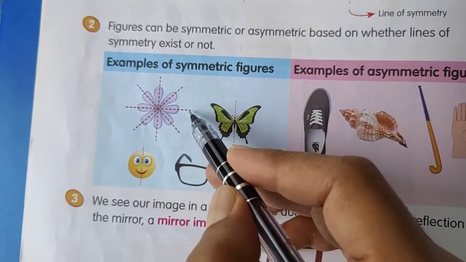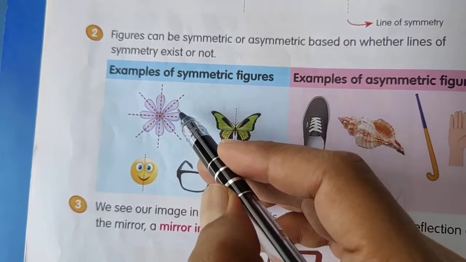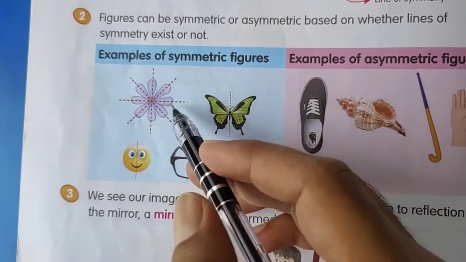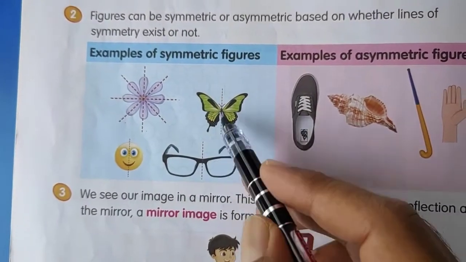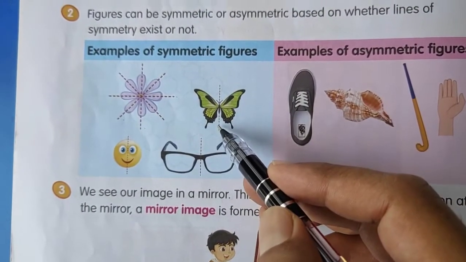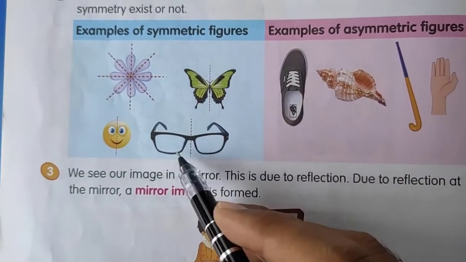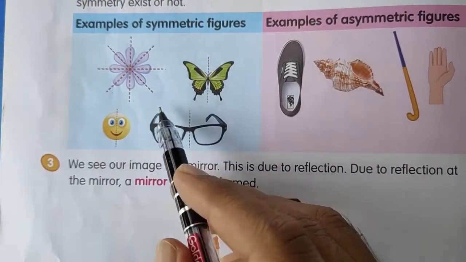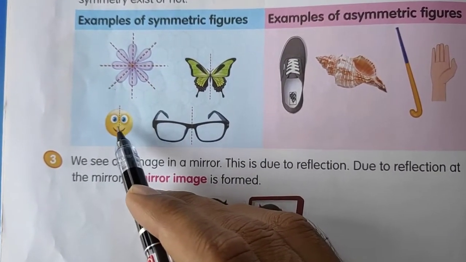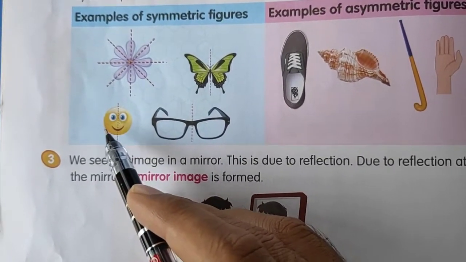And how many ways are there? See, 1, 2, 3, 4 lines of symmetry are there. So for this diagram we can fold it in 4 different ways. But if only one line is there, it means we can fold that figure, shape or diagram in only one way. So these diagrams or shapes, when we fold them, exactly match each other, left part with right or right part with left.